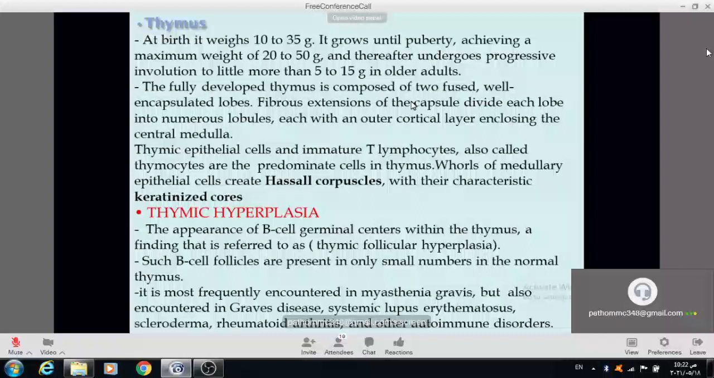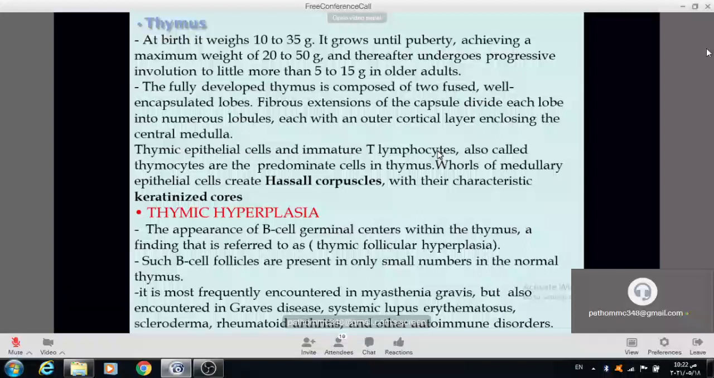طبعا الثايموس اخذتوها بالهيستولوجي هي two lobes encapsulated، زين اكو fibrous extension of the capsule dividing the lobes into lobules، زين وكل lobule ايضا بها cortex و medulla، والسيلز اللي composing the thymus هي epithelial cells and T lymphocytes. يعني الثايموس تختلف عن الليمف نود، بالثايموس عندي epithelial cells وعندي T lymphocytes. ليش عندي T lymphocyte؟ لانه ال T lymphocyte تصير فيها maturation داخل الثايموس، احنا ليش سميناها اصلا T lymphocyte؟ because they are maturing in the thymus okay.